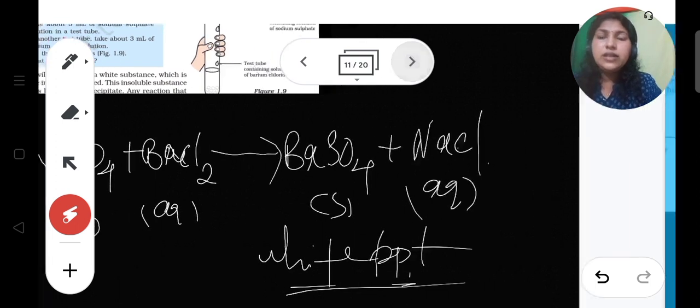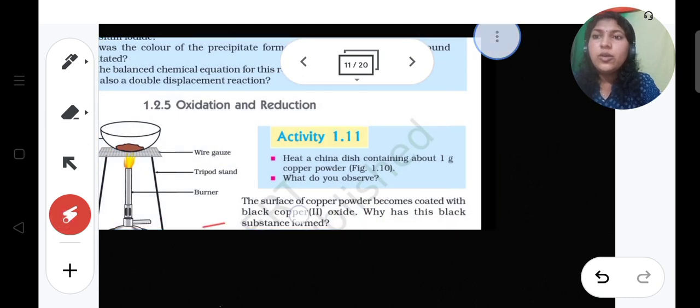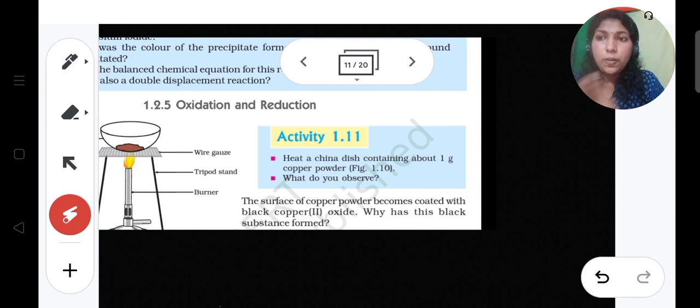Okay, the next activity is oxidation reduction, that is activity 1.11. Heat a china dish containing about 1 gram of copper powder. When copper is heated, it reacts with oxygen to form copper oxide. We know that the color of copper is brown, so the brown color changes to black. That black coating on the copper is copper oxide.